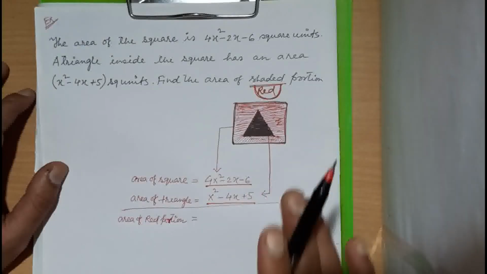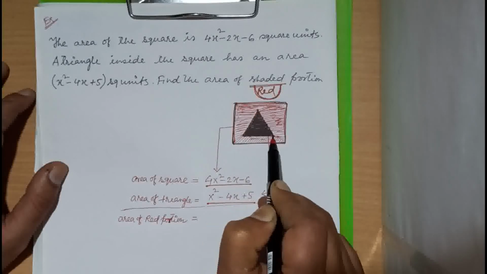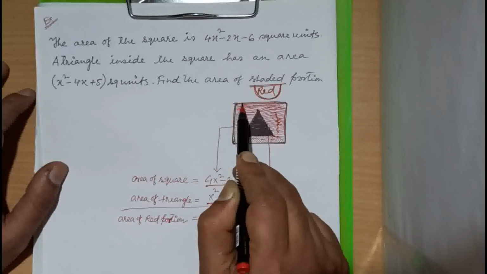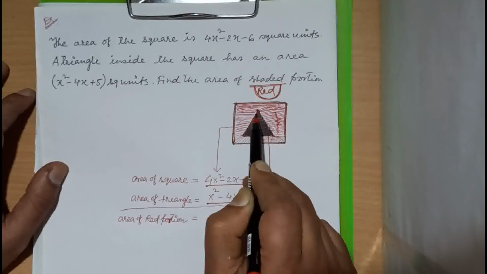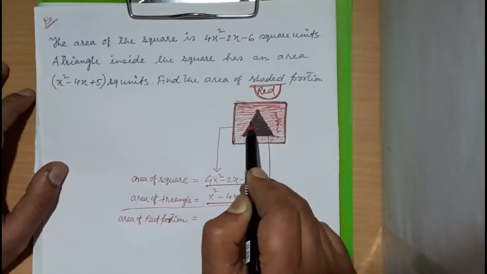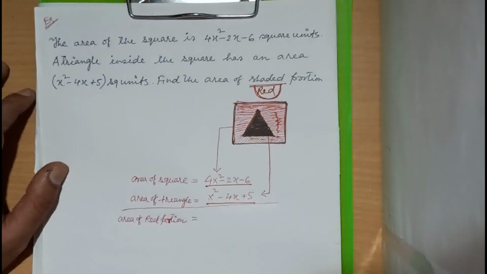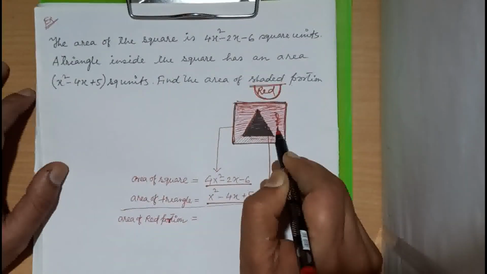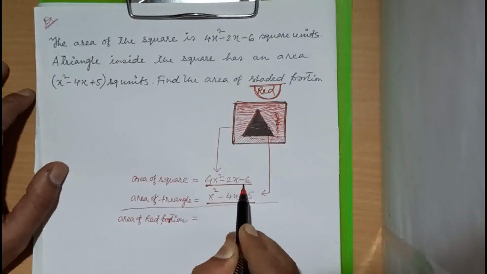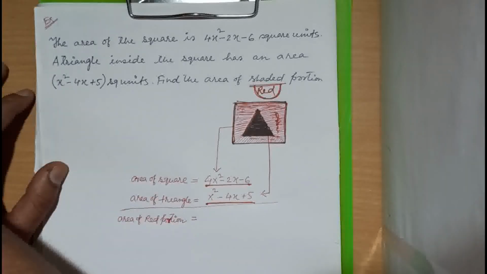Now it is a very simple thing. See, this is a square and inside this a triangle is placed. We need the area of this portion. That means if you subtract the area of the triangle from the area of the square, then you will get this area. So this is a simple subtraction. This is the square area, this is the triangle area. We will just subtract, get the answer.